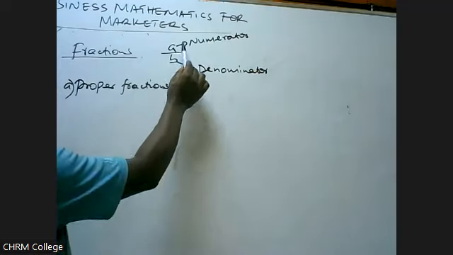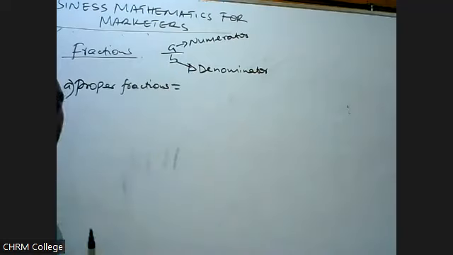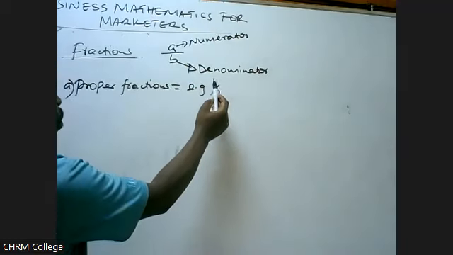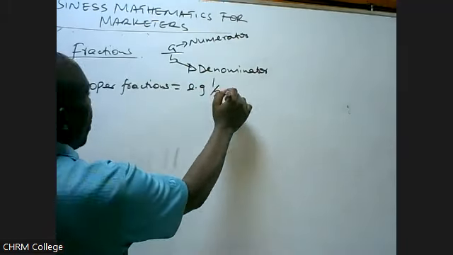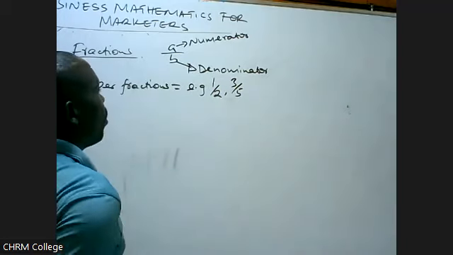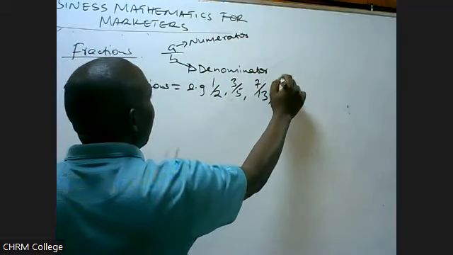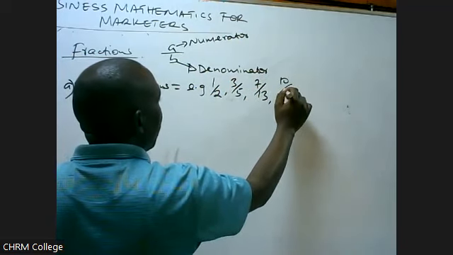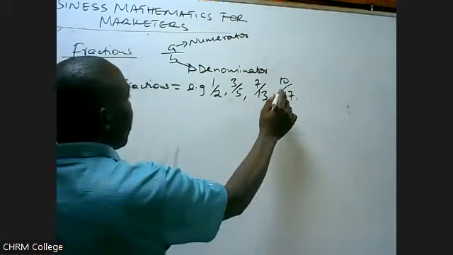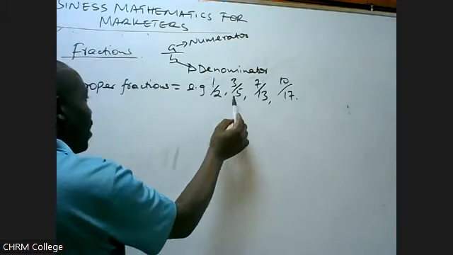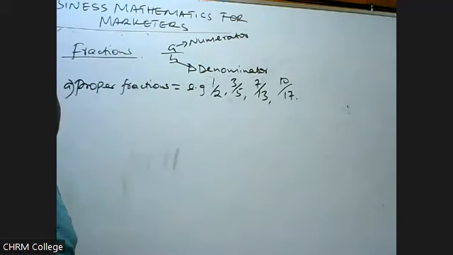The number that is at the top is smaller than the number that is below. So e.g., you can have 1 over 2. 1 is smaller than 2. You can have 3 over 5. You can have 7 over 13. You can even have 10 over maybe 17. Such kind of fractions, as long as the numerator is smaller than the denominator, we normally refer to them as proper fractions. Then that is A.